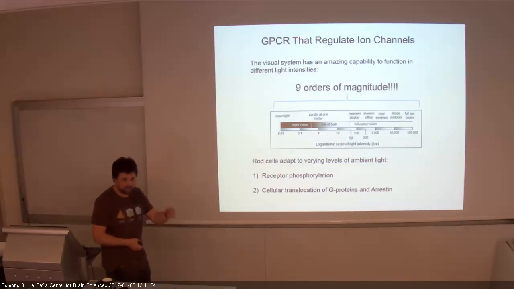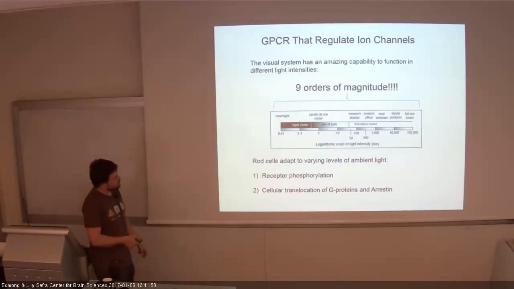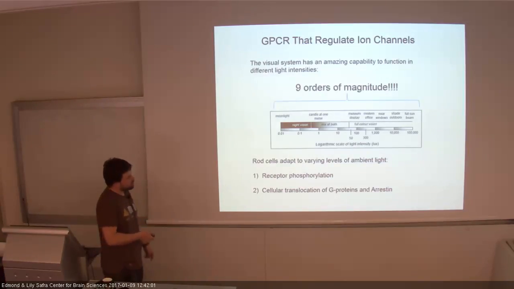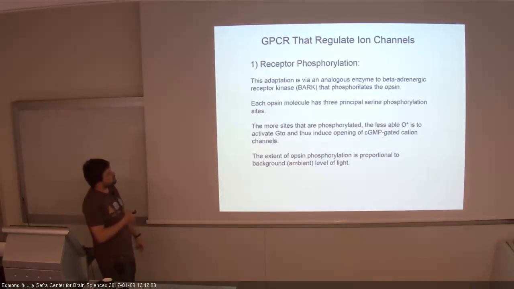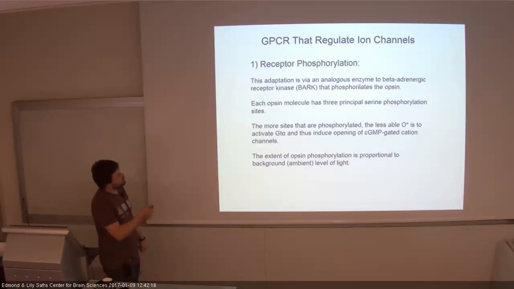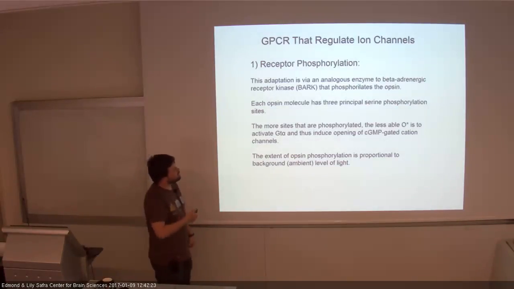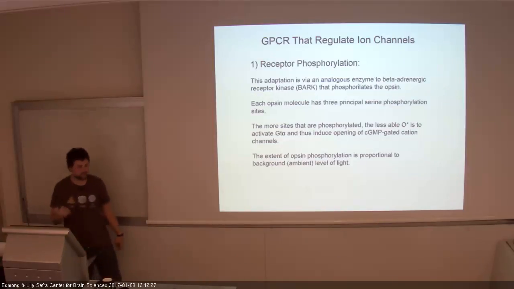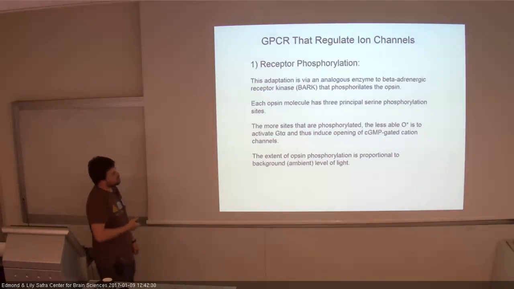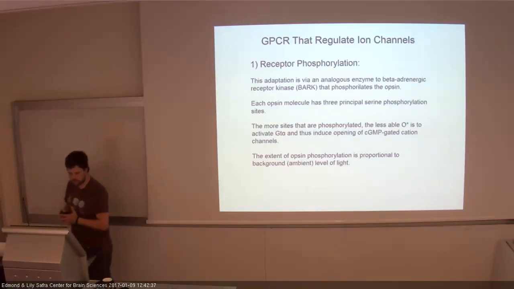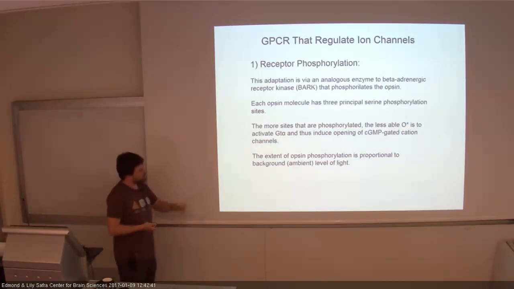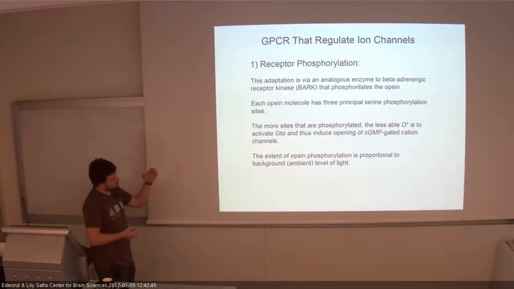One is receptor phosphorylation, similar to what we saw before. And the second one is translocation, or movement of the G proteins and arrestins themselves inside the cell. So in receptor phosphorylation, this adaptation is done with an enzyme that is analogous to what we learned before about the beta adrenergic receptor kinase. And each opsin molecule has, in this case, three principal serine phosphorylation sites, meaning that it has three possible locations for phosphorylation by this enzyme. And the more sites that we have phosphorylated, the activated opsin is less able to bind G alpha protein, to activate the G alpha subunit. Okay, and its effect is dampened.